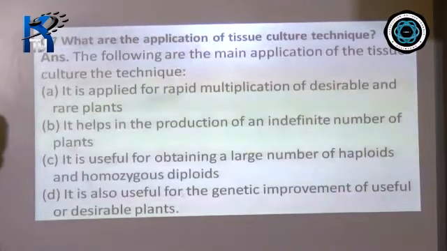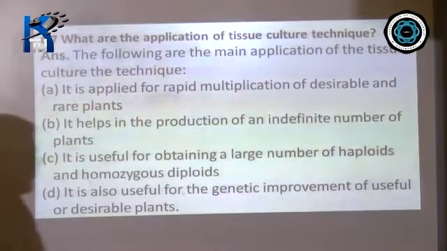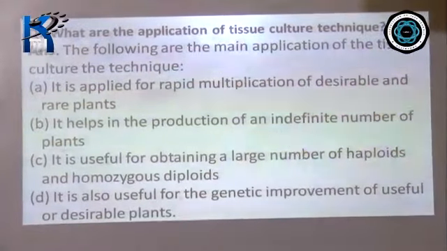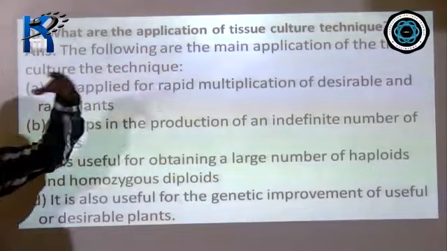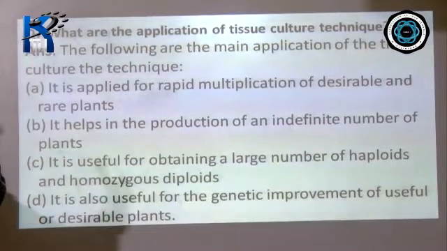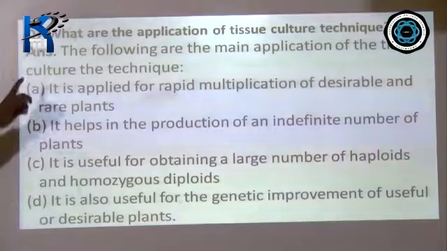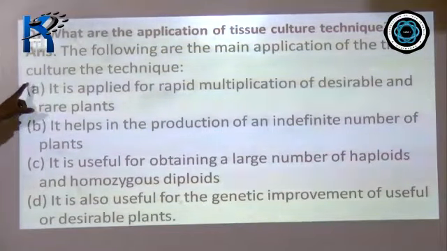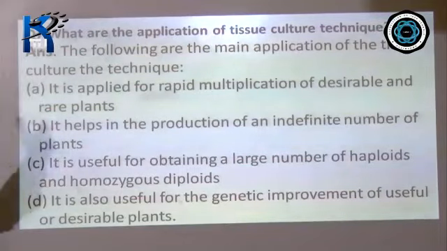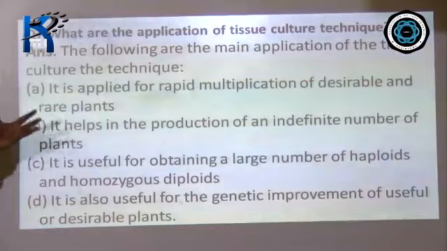Now, next one: what are the applications of tissue culture? Here, application means where it is implemented, for what reason, and in which field it is being used. So the following are the main applications of tissue culture and the technique. Why tissue culture? Another way of asking is, why is tissue culture done? That is a simple way to understand.